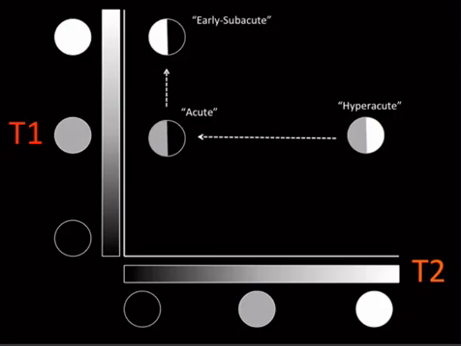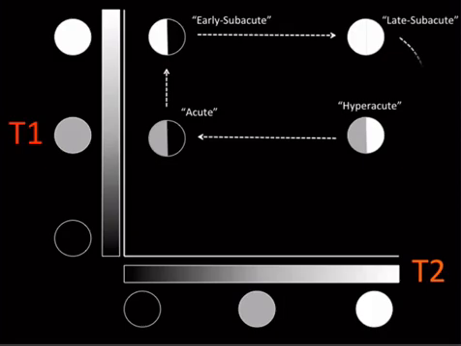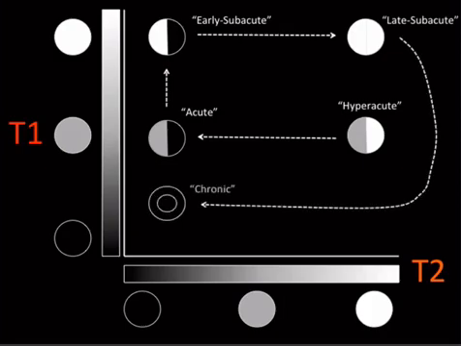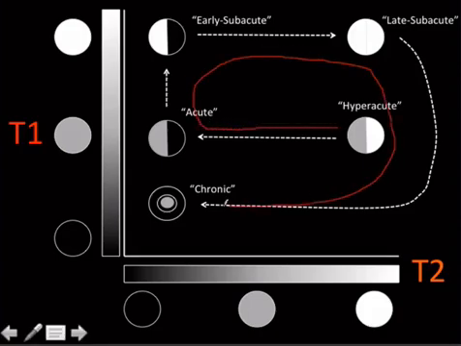People often remember that T1 bright is subacute. Okay, and then late subacute. And then chronic. And then sometimes chronic has a sort of ISO or bright center to it. So basically what we're doing is drawing that sort of a clockwise circle. It's remarkably easy to remember if you draw it out.